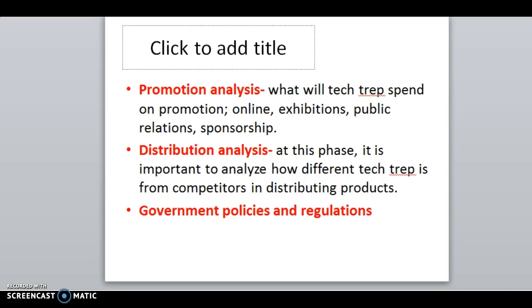Kenyan policies are very favorable. As we move along, TechTrip will get to understand this further. The areas that I have outlined are the areas that I will focus on and measure in giving TechTrip the market analysis of Kenya.